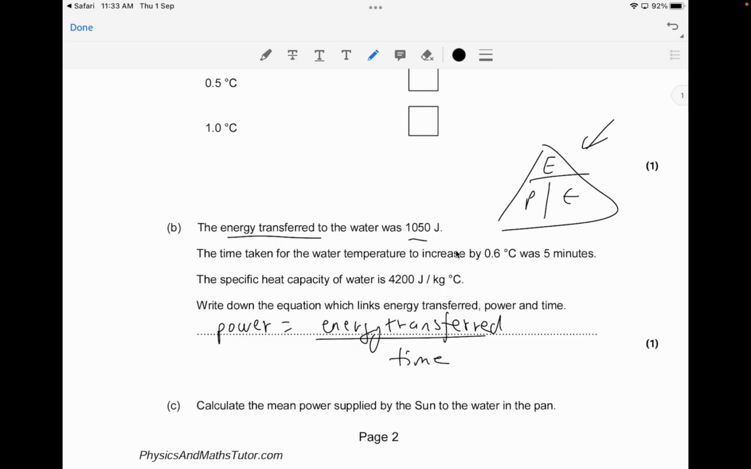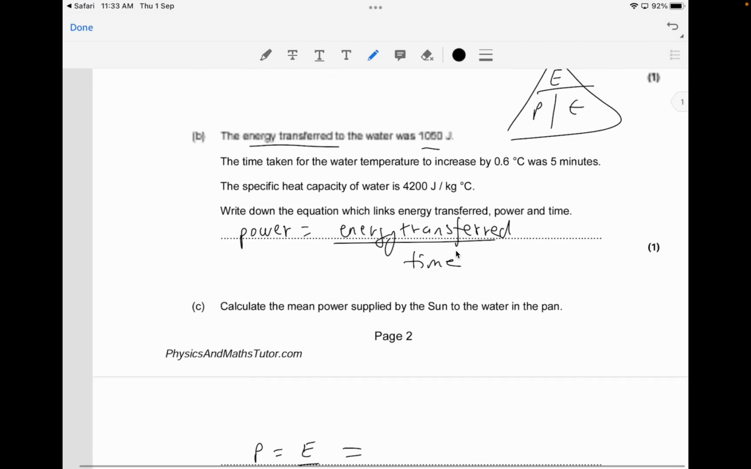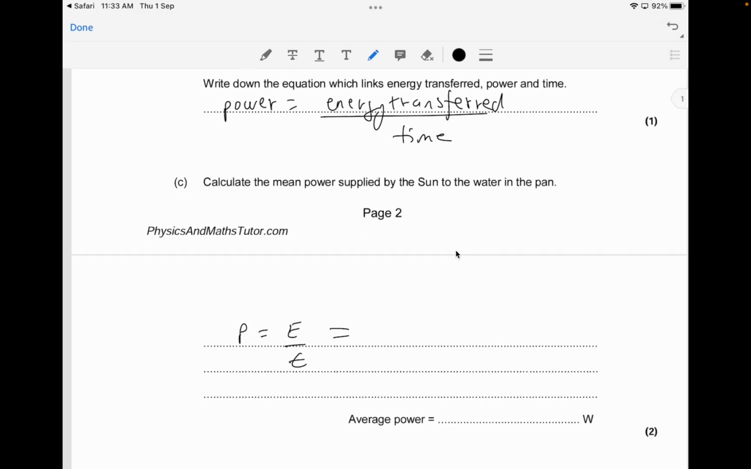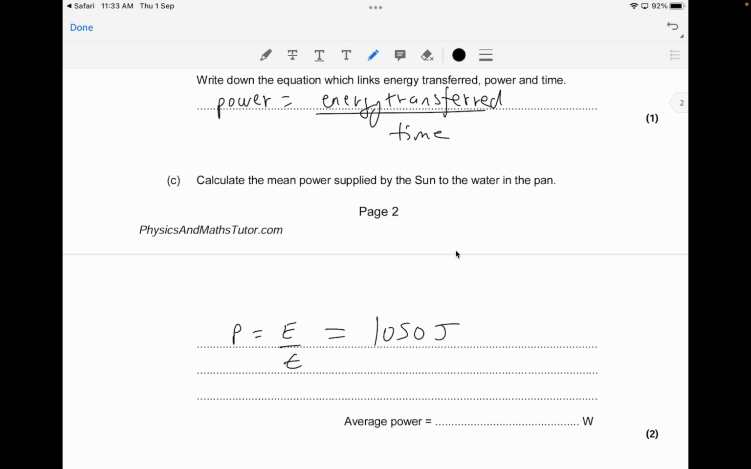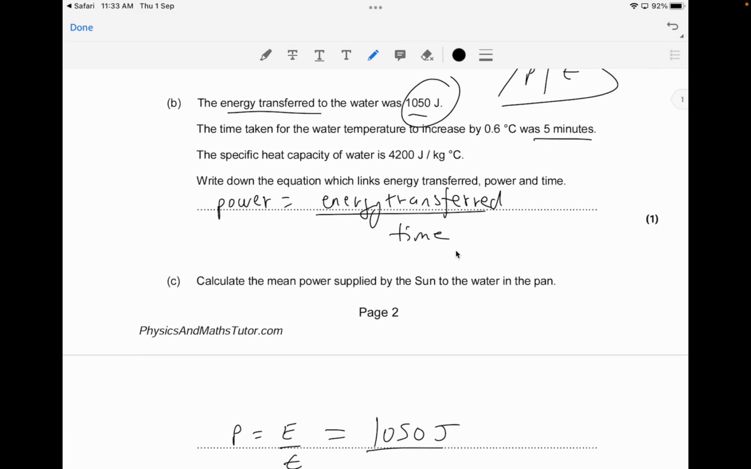Now, the next one is to calculate the mean power which is supplied by the sun to the water in the pan. We're going to use the same formula where power is equivalent to energy divided by time. The energy is given in the question to be about 1050 joules, so we're going to use 1050 joules divided by the time. The time here is mentioned to be about 5 minutes, and we know that 1 minute is equivalent to 60 seconds. So we do 5 times 60 to give us a value in seconds, since time should be measured in seconds. So it's going to be 300 seconds.